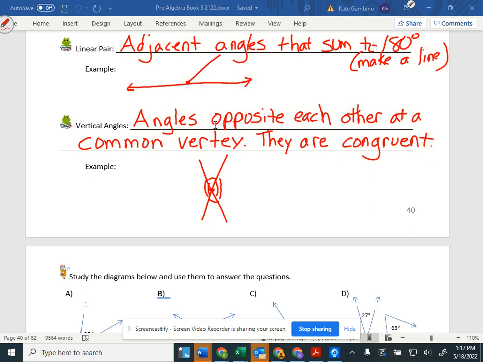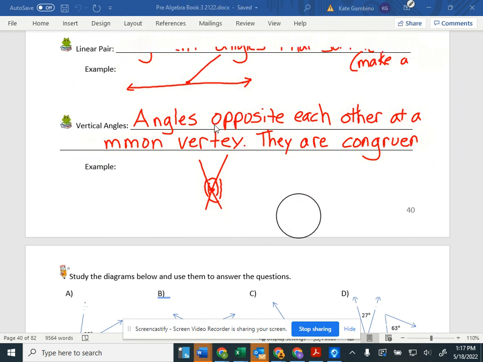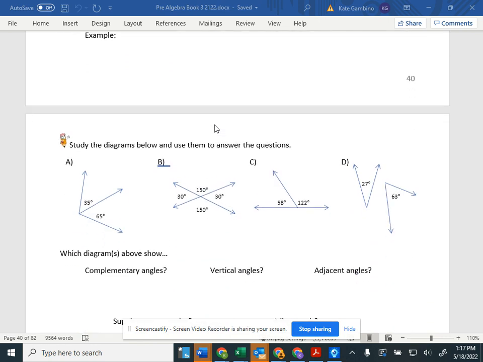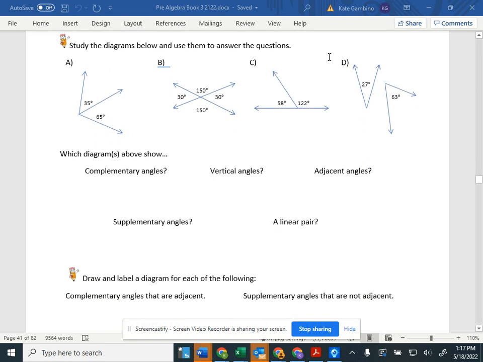So let's look at what we're doing today. Study the diagrams below and use them to answer the questions. So you're using these diagrams. Decide which ones are complementary, vertical, adjacent, supplementary, and linear. There can be more than one set that answers these. So you could have multiple answers. You need to mark them all, not just one. Use any of them. So if A fits into two different ones, then it goes under two different things.